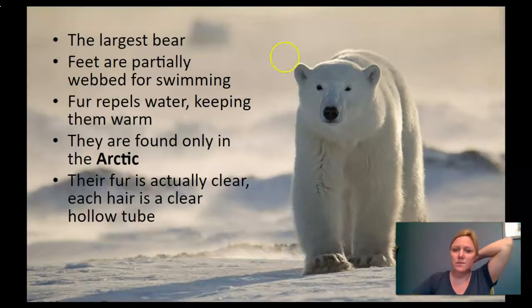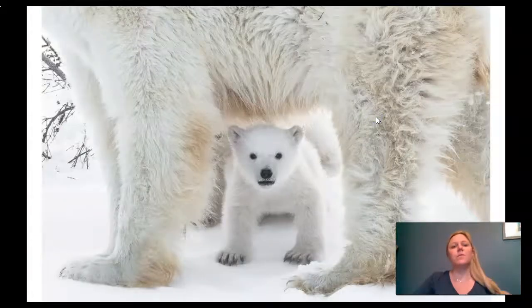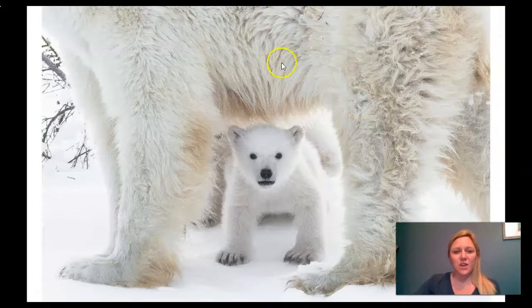Their fur, let's see, picture here. The fur of a polar bear is actually not white, it's translucent, it's transparent. So they actually have clear fur, and it's actually hollow, almost like a clear straw in a way. So when the sunlight hits it, it appears white because there's so much of it, but it's actually clear if you were to look at it under a microscope.